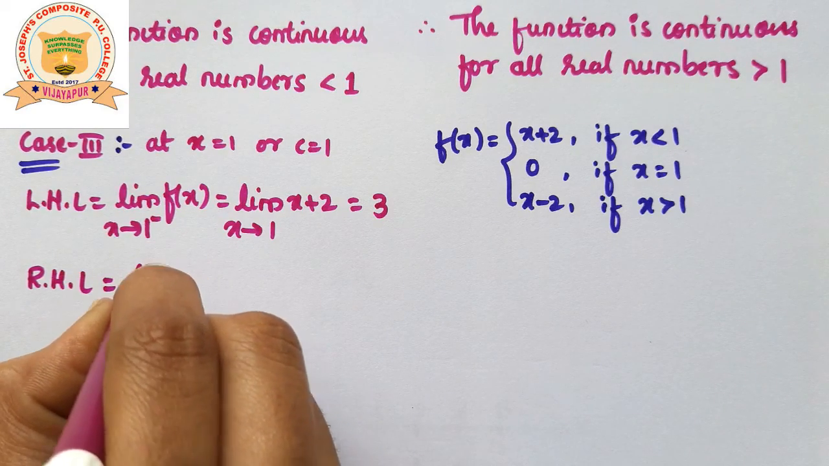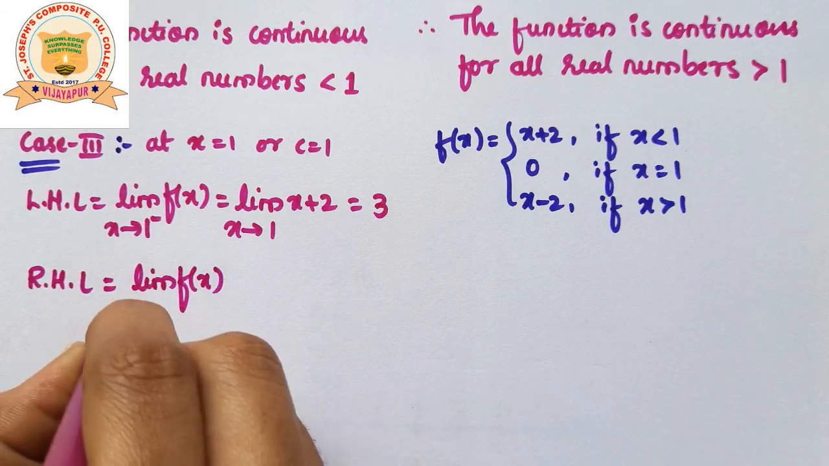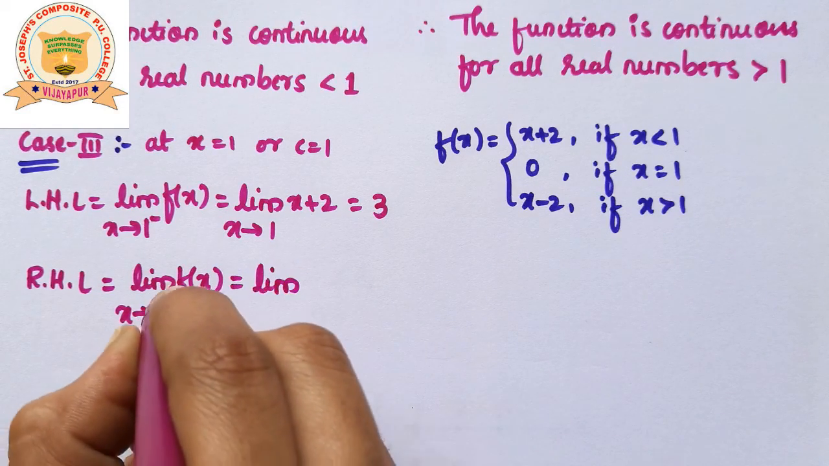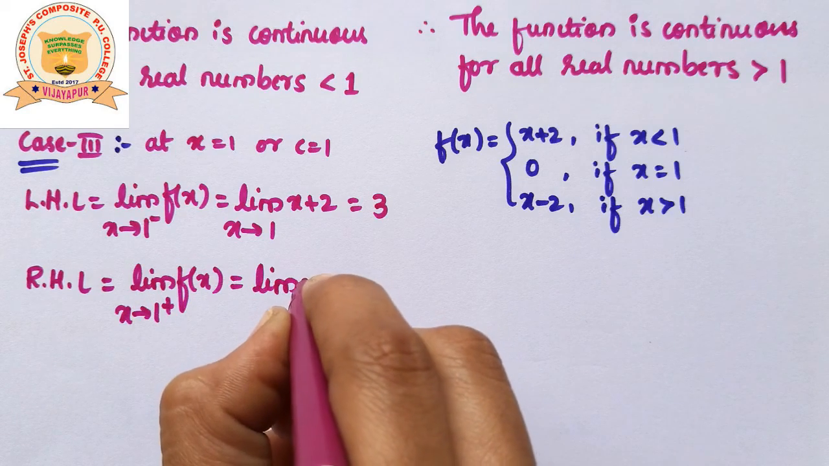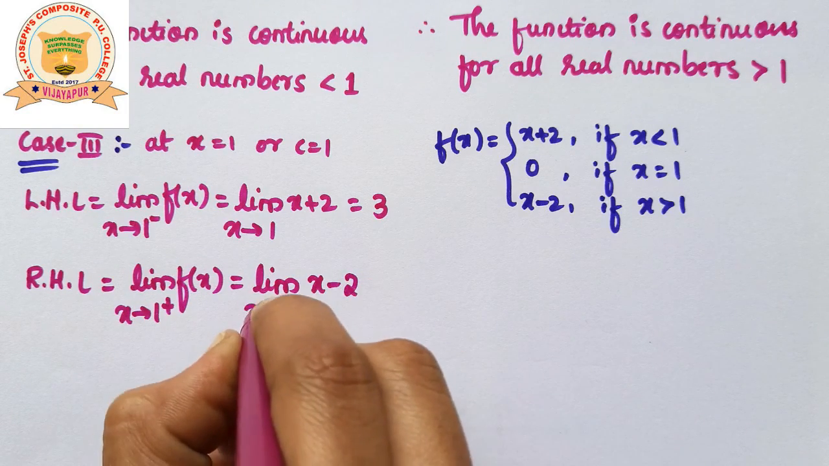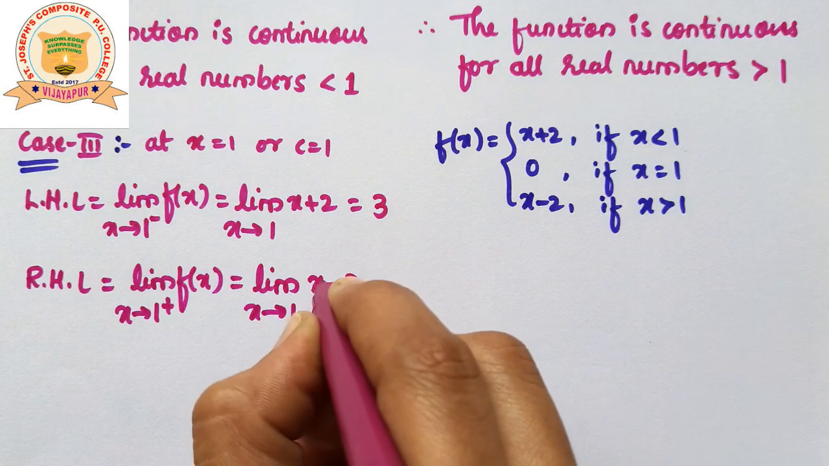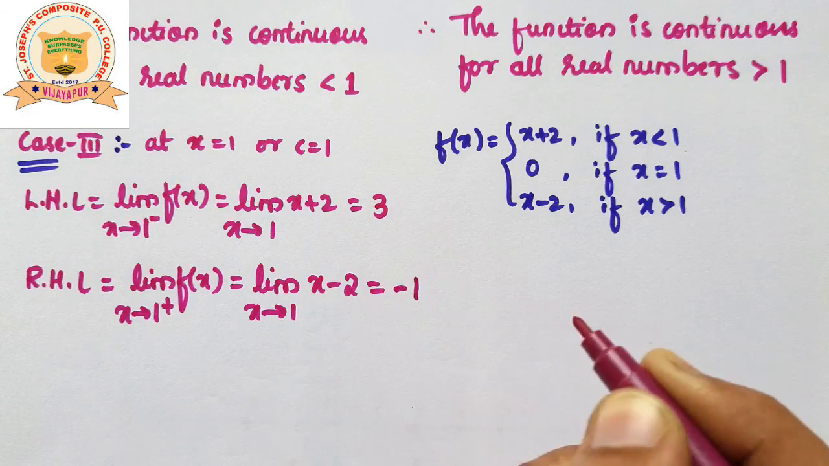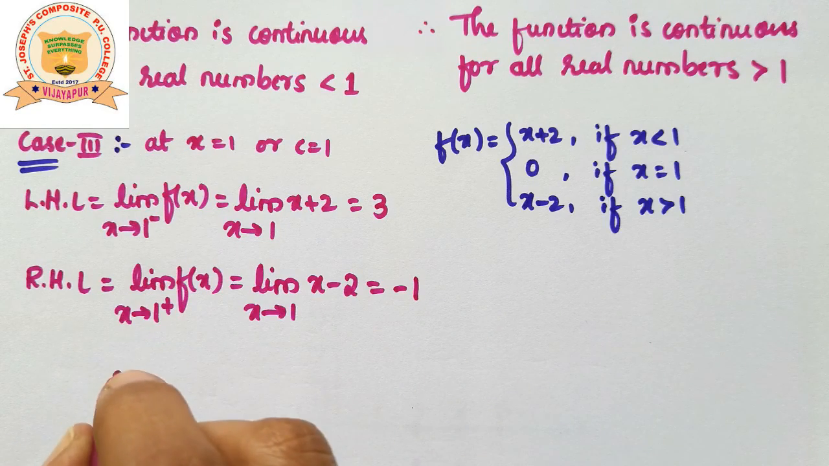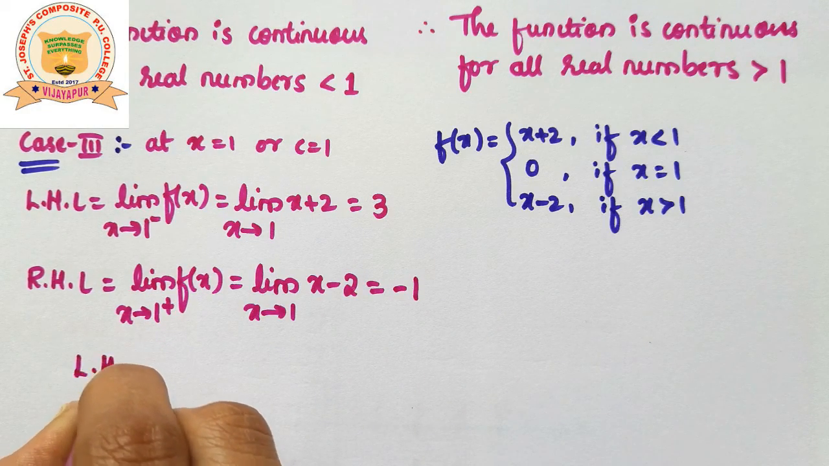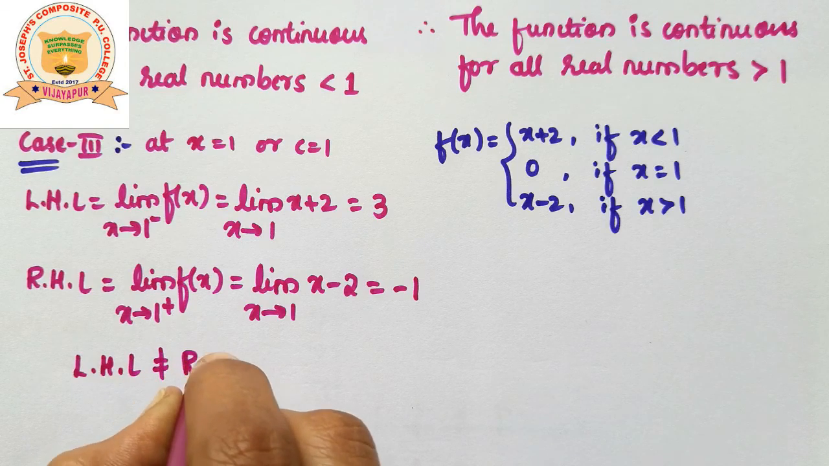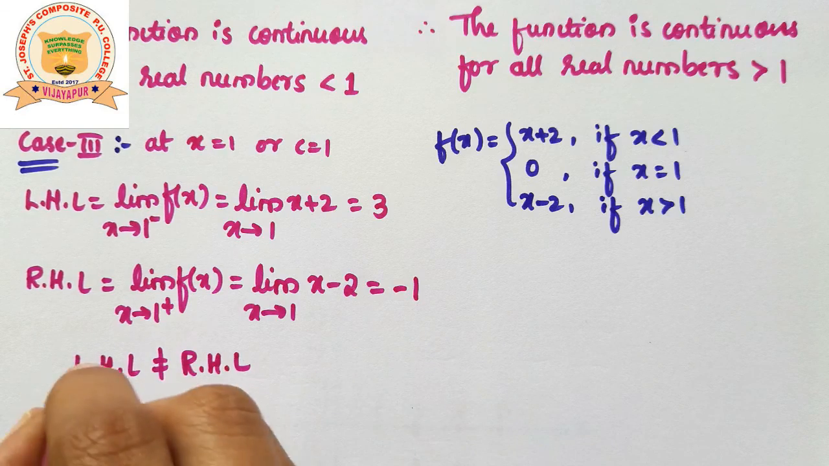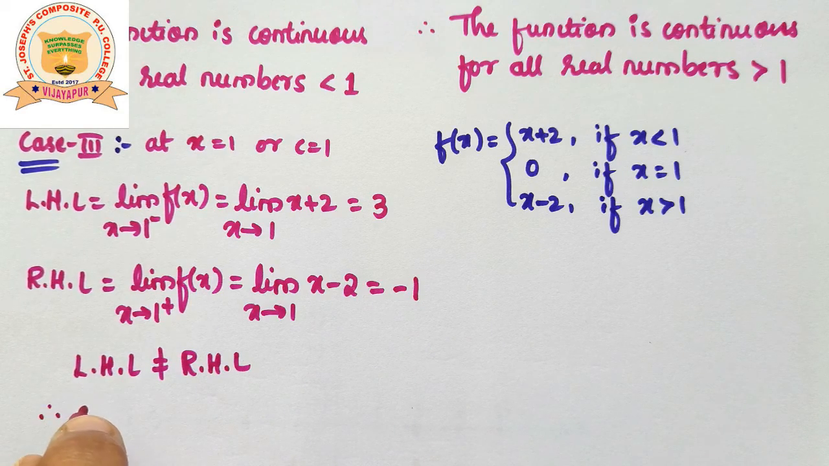And the right hand limit of the given function at x is equal to 1: f of x as x tends to 1 plus, it means greater than 1. For greater than 1, the functional value is x minus 2, x tends to 1. If you substitute x as 1, 1 minus 2, you will get minus 1. What we are getting? LHL is not equal to RHL. LHL value is 3, RHL value is minus 1. They are not equal. Therefore, limit does not exist.